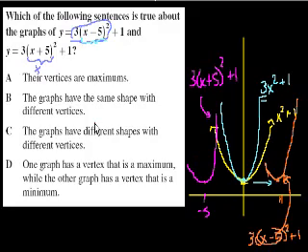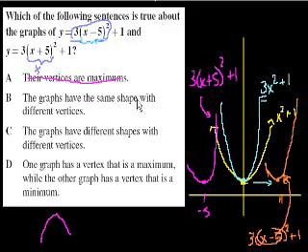Now, hopefully you have an intuition, so let's read their statements and see which one makes sense. Which of the following is true? Their vertices are maximums. No, that's not true of any of these, because the vertex is that point right there, and it's a minimum point, right? A maximum point would look something like that. And we know that because this term can only be positive. If this was a negative 3, then it would flip it over. Okay, so it's not choice A.